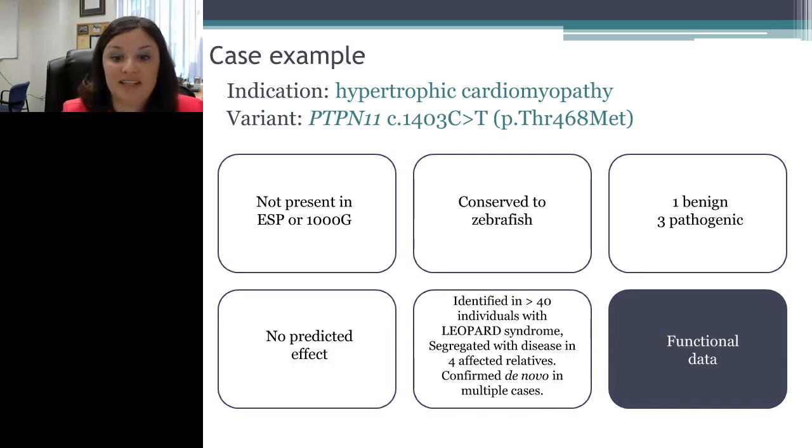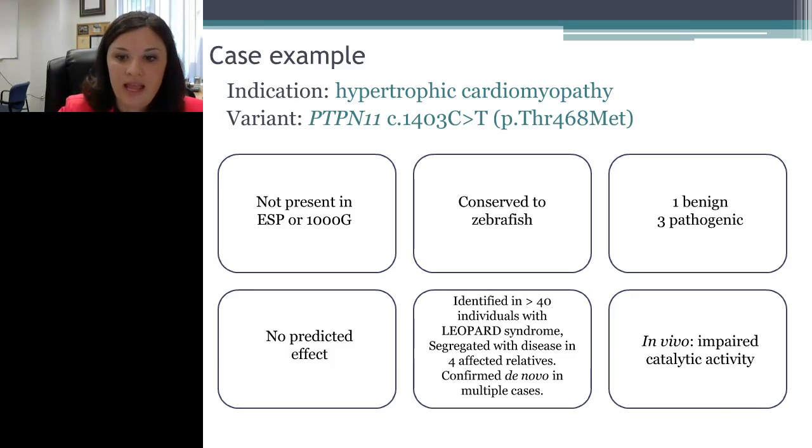So this variant has been identified in over 40 individuals with Leopard syndrome. It's segregated with disease in 4 affected relatives. And importantly, this variant has been confirmed de novo in multiple cases of Leopard syndrome. And functional data for this variant, in vivo functional data, actually showed impaired catalytic activity.